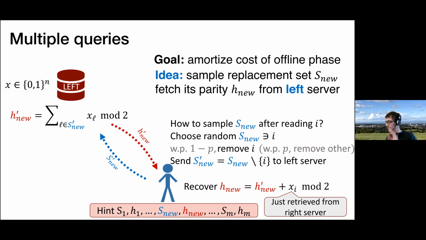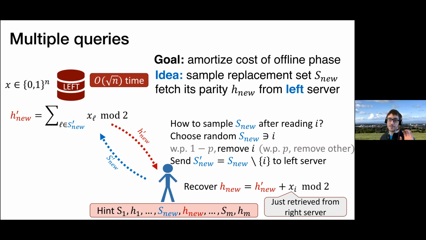So I'll say it again. The client obtains the parity of a set that contains index I by removing the index I, obtaining in a secure way the parity of the set without I, and then applying also the value of the bit I that it has just learned to obtain the correct parity bit. That's the trick. And once the client does that, the distribution of the hint is preserved between queries, and you can rerun this online phase, in which each time you talk to the right server and to the left server, any polynomial number of times and amortize the expensive offline phase across queries. That's the idea.